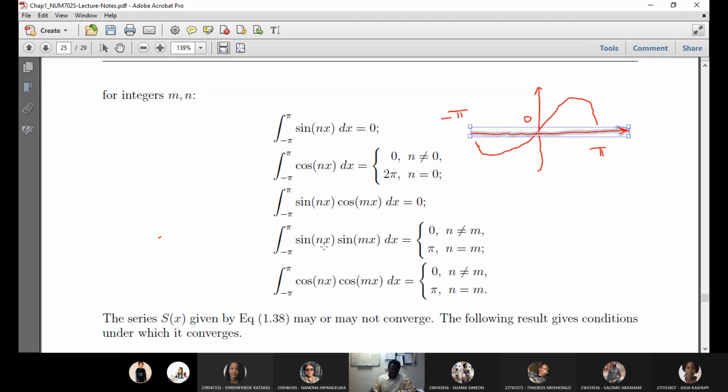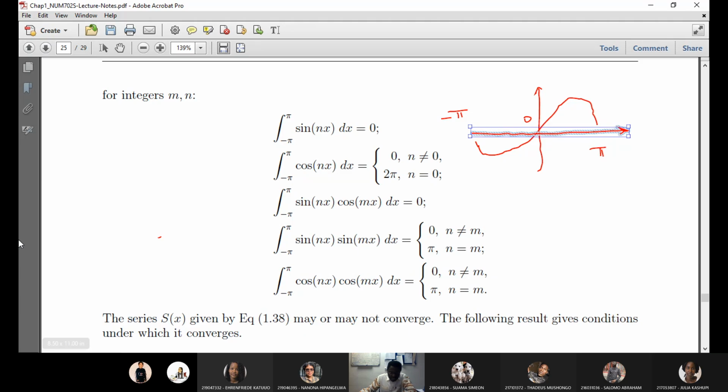When m is equal to n, for instance, in this case, it will give you sine square nx, which we can write in terms of the double angle, right? You can write that as cosine or sine of the double angle, and you can easily integrate to get this value. Similarly for this one, double angle, when m is equal to n. But when they're different, you can really prove this. You can prove it yourself.